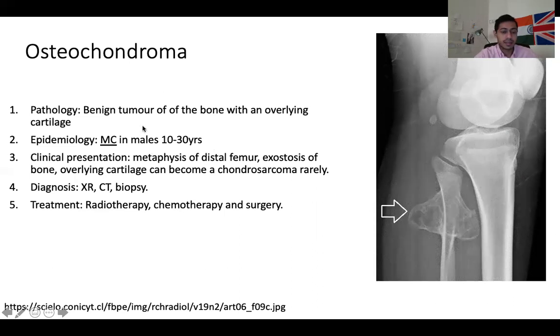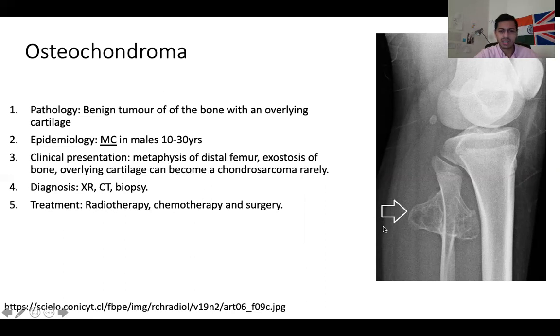It's a benign tumor of the bone with overlying cartilage. That's why it's more common in males, especially younger kids. More common in the 10-year-old bracket, because their bones are still fairly cartilaginous, and they're not fully formed because the physis hasn't fused. And as a result, they can have an osteochondroma.